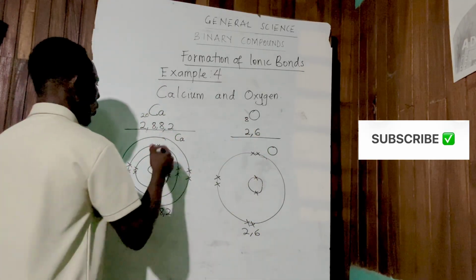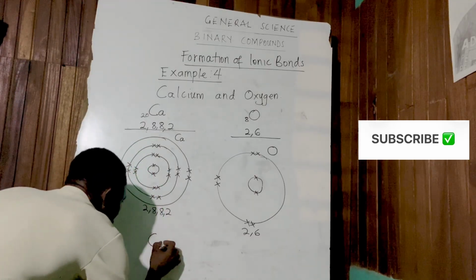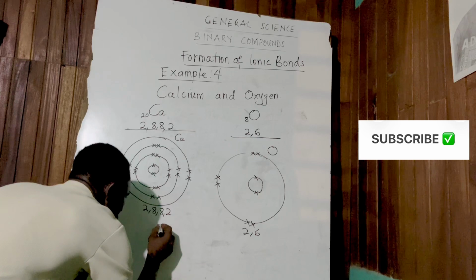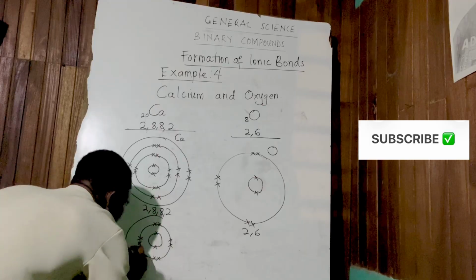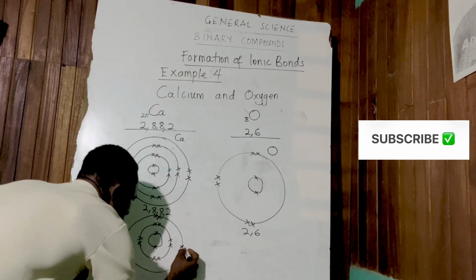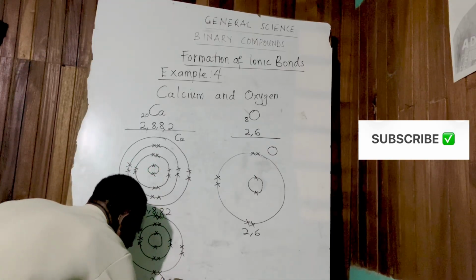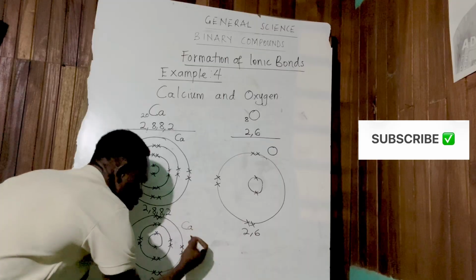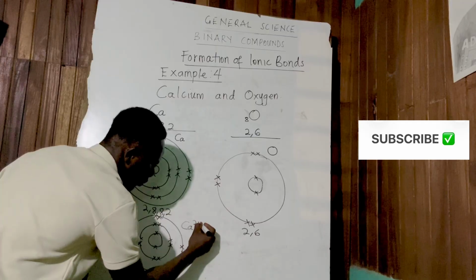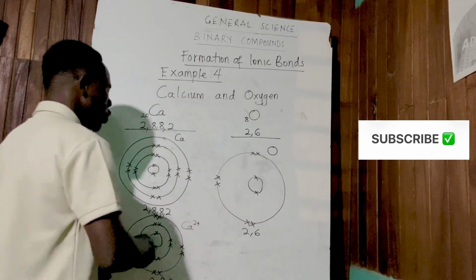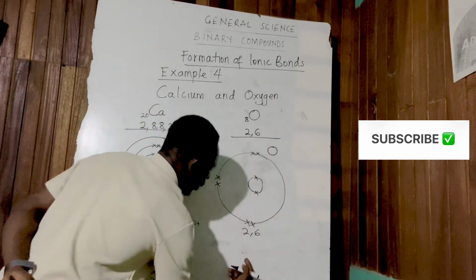So we are going to draw 2, 8, 8. So I write 2, 8, 8. So this is calcium. Now calcium donated how many? 2. So it is 2 plus. Now the 2 is being transferred to oxygen. So you draw the 2 being transferred to oxygen.